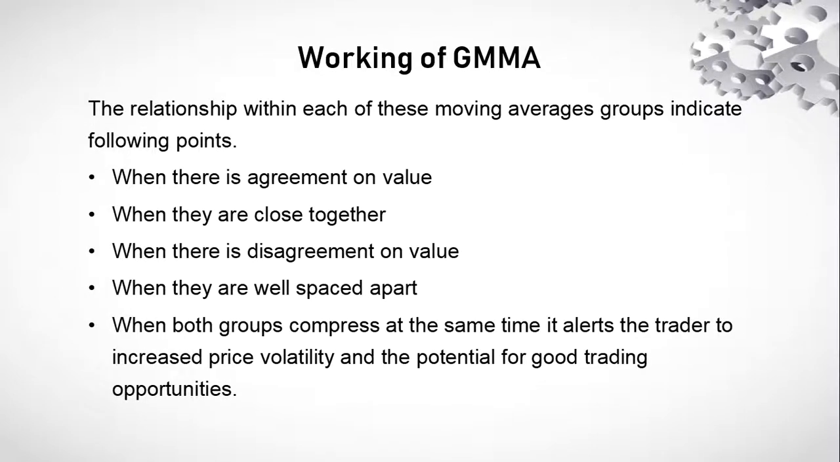Now let's look at the relationship within each of these moving average groups, indicating the following points and how the GMMA actually works. Let's look at when there is an agreement on value, when they are close together, when there's a disagreement on value, and when they are well spaced apart, or when both groups compress at the same time. It alerts the trader to increased price volatility and the potential for good trading opportunities.